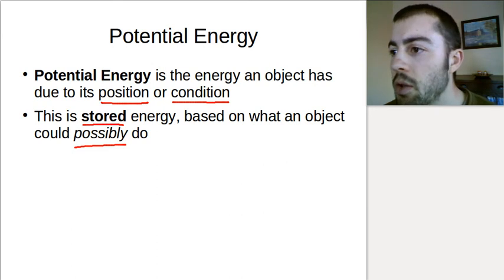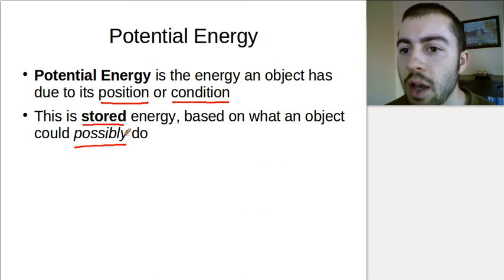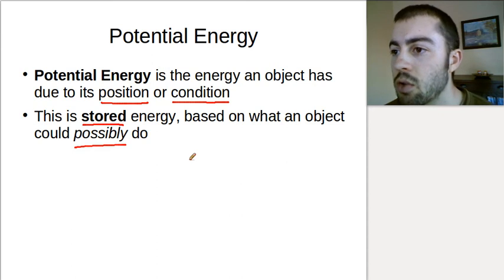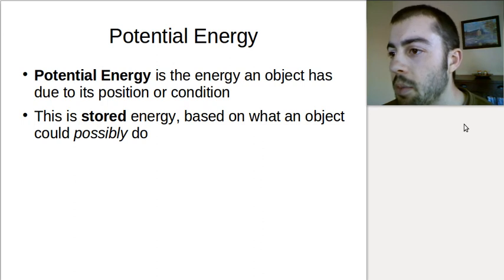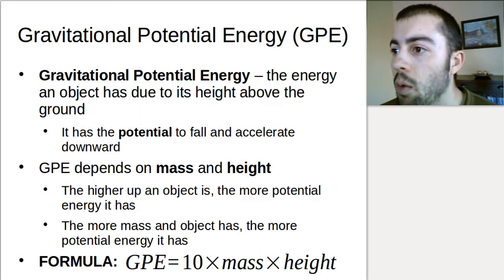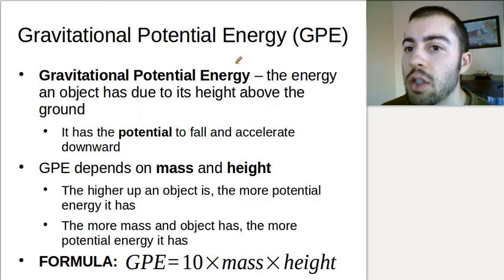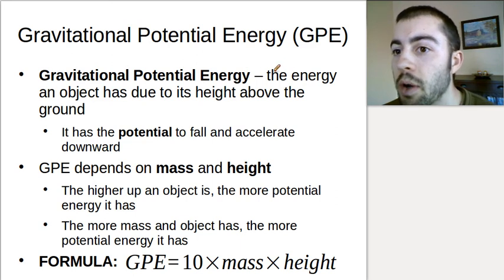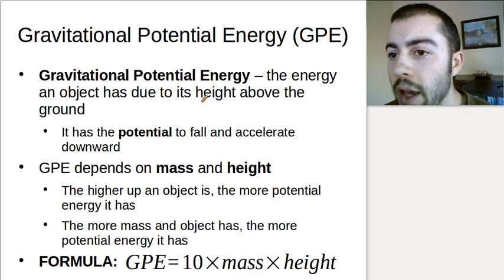All right, so there's different types of potential energy, but they all have to do with what an object could do because of how it is arranged or what position it's in or its condition. All right, so let's look at a couple of examples of this. One major type of potential energy is gravitational potential energy. Gravitational potential energy is the energy something has due to its height above the ground. So anything that's elevated above the ground has potential energy.